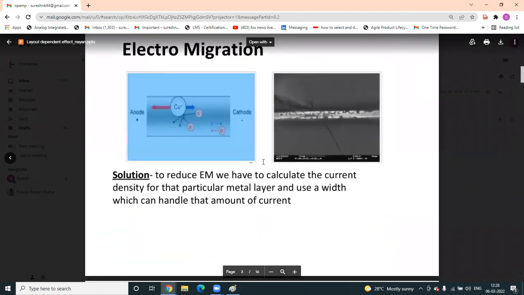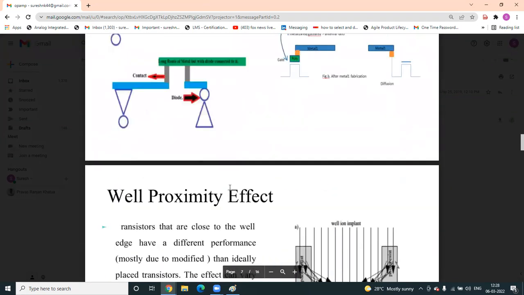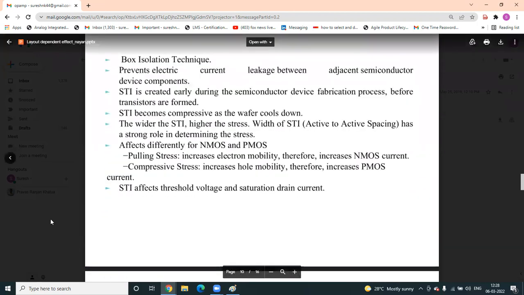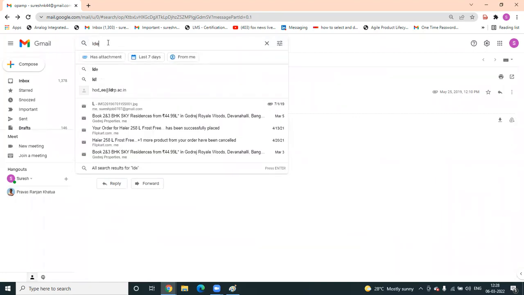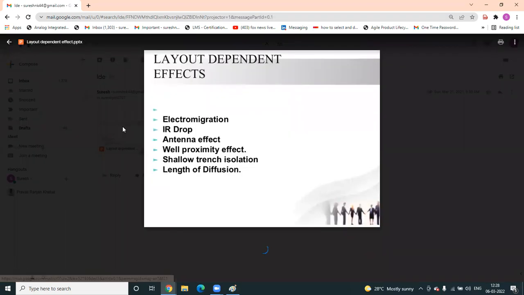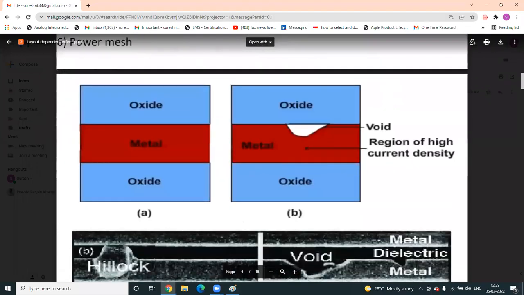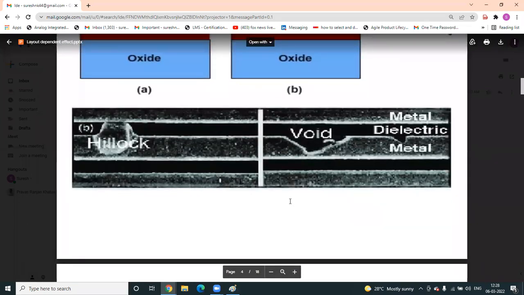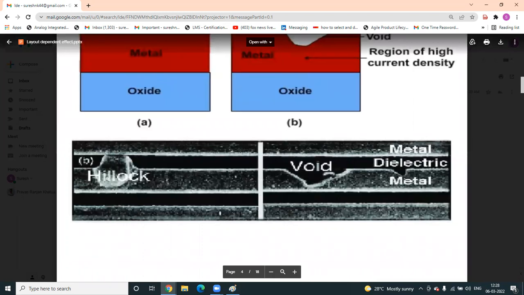So if you could not see the diagram, this is not the actual PPT. Yeah, you can see the diagram now. If this is a metal, this is a metal, and in between there is an insulator. This is called a hillock. This is called a void.